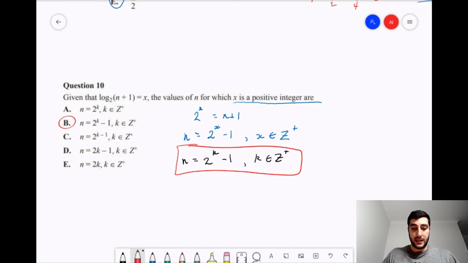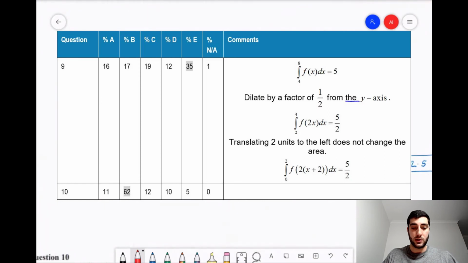If we look at the examiner's report for these two questions, we've got question 9. Only 35% answered it correctly, so it was quite poorly answered in general. You can see they've provided an algebraic solution there. They've shown what the effect of applying the dilation of factor half from the y-axis does, and that translating 2 units to the left does not change the area, and that's how you obtain 5 on 2. Question 10 was generally answered relatively well, with 62% correctly answering B.